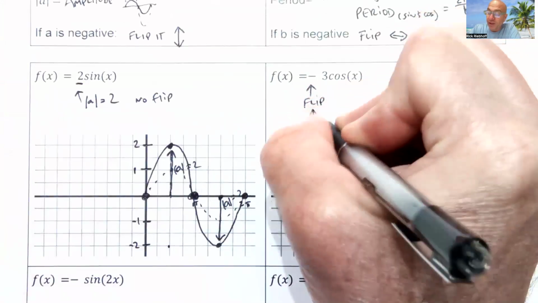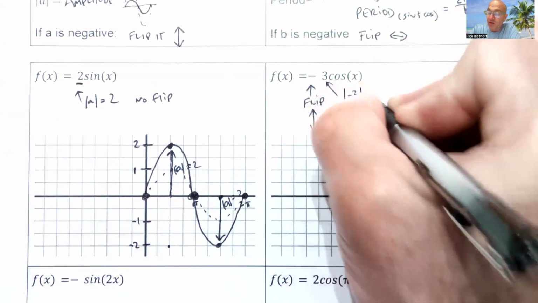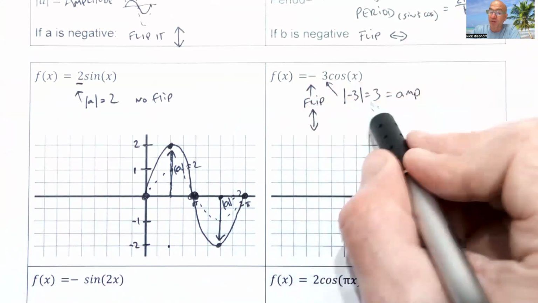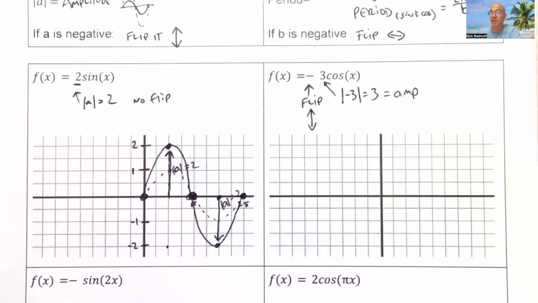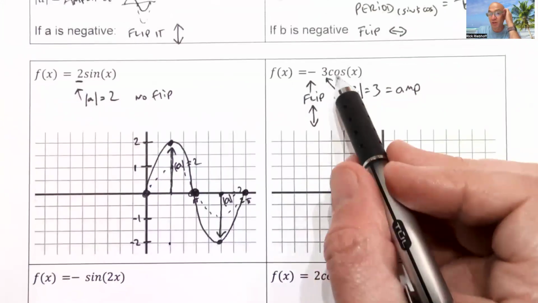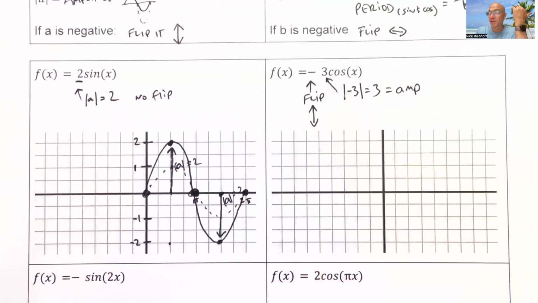We are going to flip it this way. The 3, well, we could do absolute value of 3 equals +3 is equal to the amplitude. So the amplitude is equal to 3. So the distance from the middle to the high and middle to the low is 3. This is a cosine graph. Okay, cosine graph. So let's draw its natural thing.